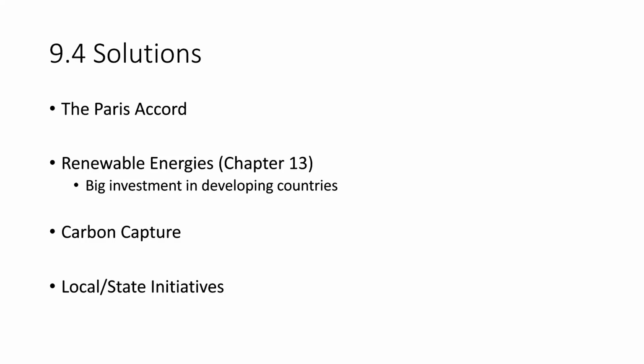And then with this, there are a couple different types of solutions to climate change in general. We're going to look at one of them, renewable energies, in a chapter later on. So we'll focus on the different types of energies, the different alternatives to the fossil fuels that we currently use so much. But with this, one thing to mention is that developing countries are currently investing quite a lot in the different types of renewable energy, so solar, wind, things like that.